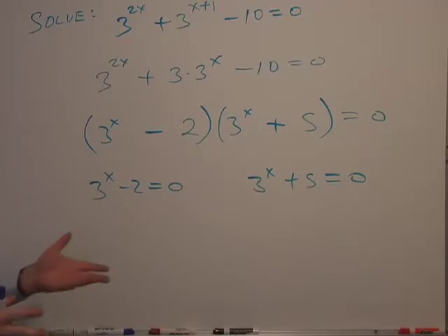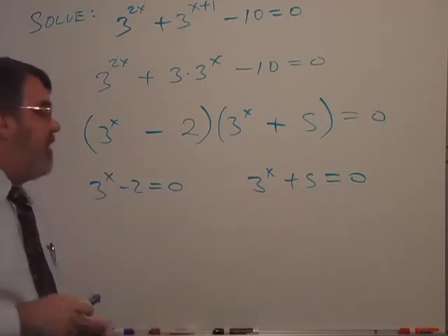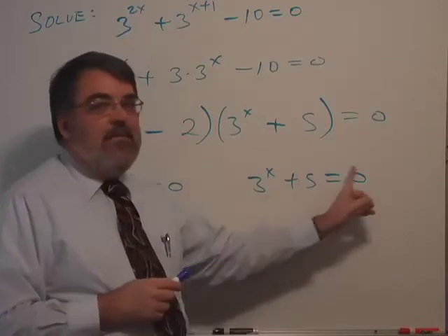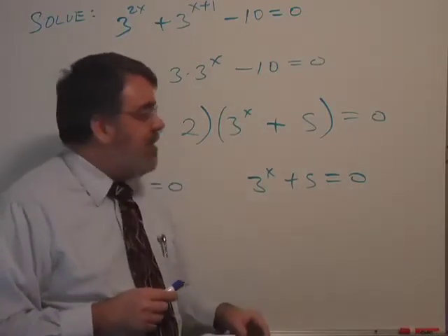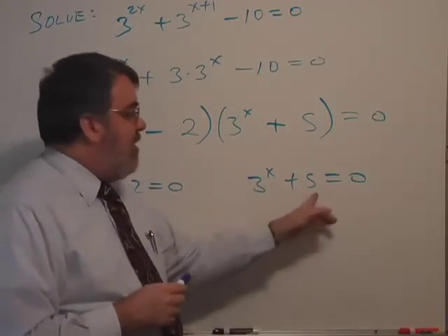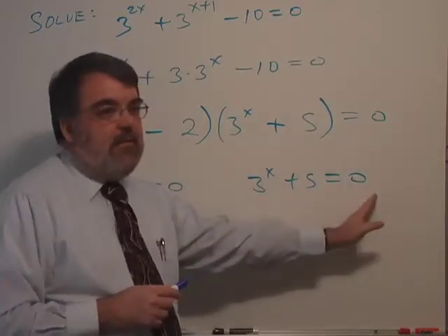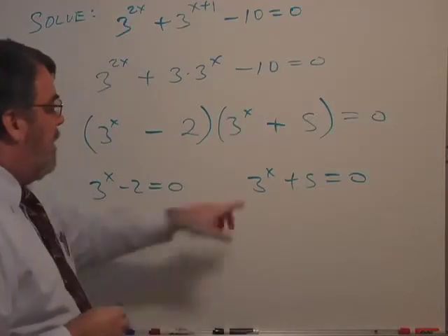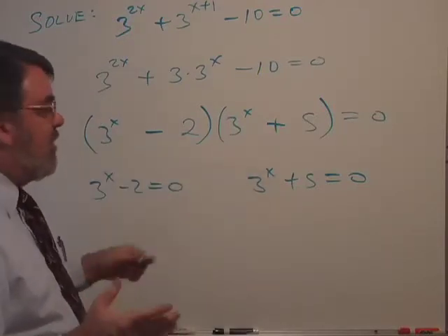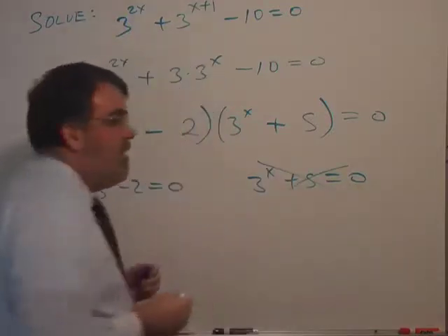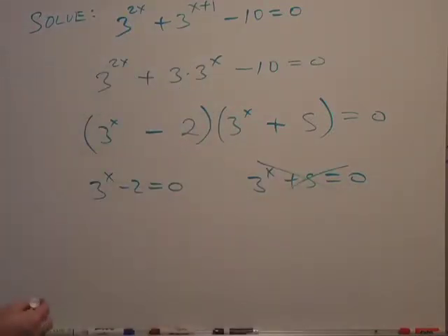All right, now one of these has no solution. Do you see it? It has to be this one, because 3 to the x is a positive number. A positive number plus 5 equals 0 is impossible. Or if you think of another way, put the 5 on the other side, you have an exponent function 3 to the x equals a negative. That's also not possible, because 3 to a power, regardless of power, is always a positive number. So I don't even have to fiddle with this one. That gives us no real answer.